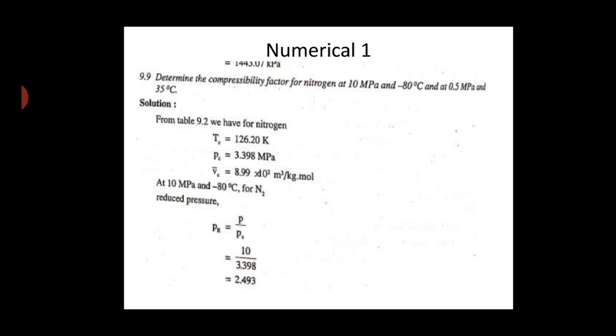So here we have to find out the value of the compressibility factor, that is Z, for nitrogen gas. Two conditions are given. One is pressure of 10 megapascal and temperature of minus 80 degrees centigrade. The second condition is pressure of 0.5 megapascal and temperature of 35 degrees centigrade. Now you have to go to the table of critical properties, because to find the compressibility factor you have to find the reduced pressure and reduced temperature. To find those we should know the critical properties, so we will go to the table for nitrogen.